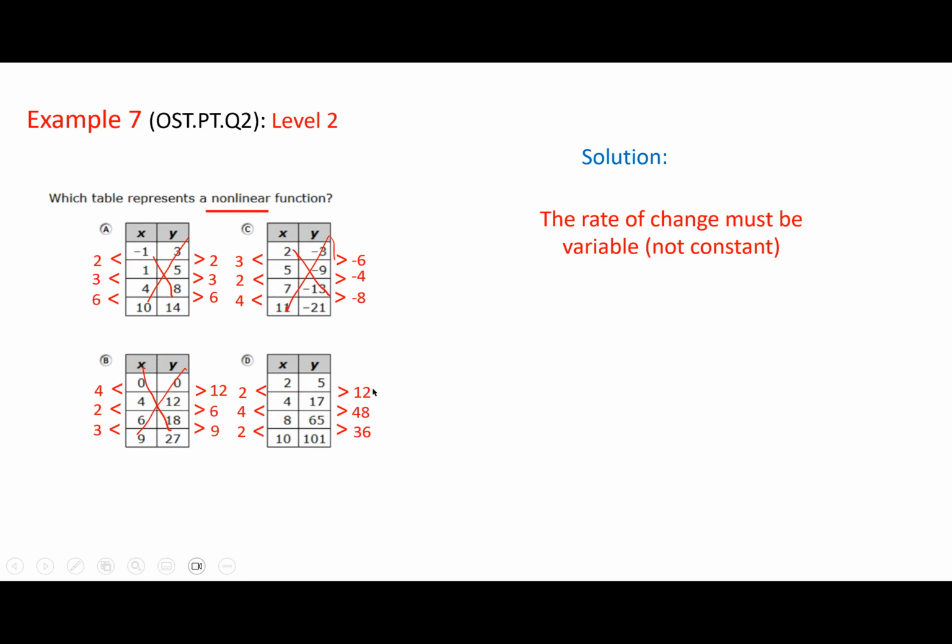Let's see what happens. 12 divided by 2 is 6. 36 divided by 2 is 18. 48 divided by 4 is what, 12? So you see it's a variable rate of change. So that's your answer. That's the one which is nonlinear.